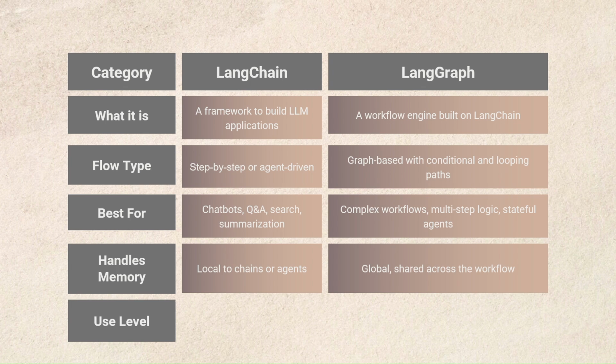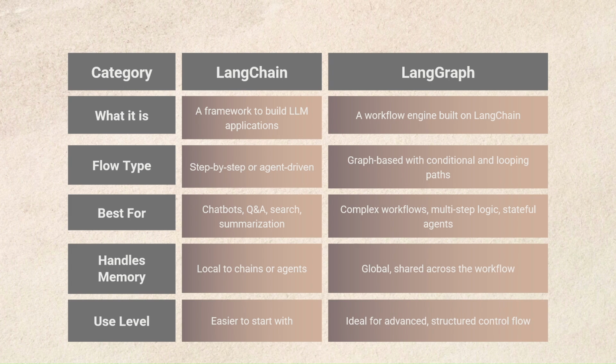And lastly, the use level. LangChain is easier to get started with. That is actually perfect for MVPs or prototypes. While LangGraph is better when your app grows in complexity and needs more structured control. So in short, use LangChain when you are building something smart, while use LangGraph when that smart thing needs to follow logic and remember stuff over time.